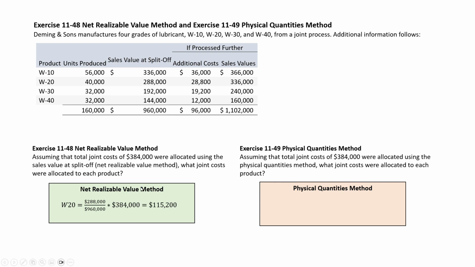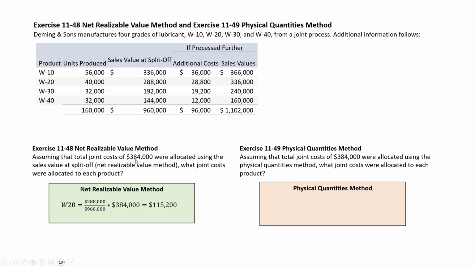One thing I will note is we can only do the net realizable value method if we know the sales value at the split off point. If you normally don't sell the items at the split off when we can uniquely identify them, and you typically always continue processing and sell at a later point, and you don't have that information, you can also use the estimated net realizable value method.